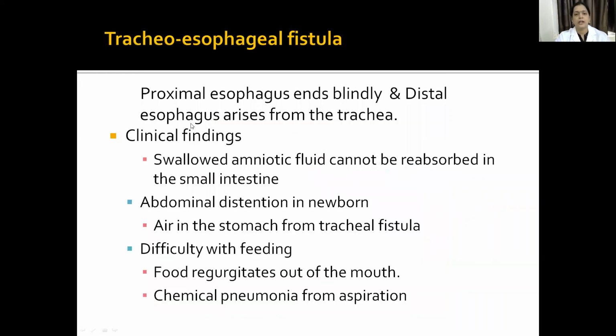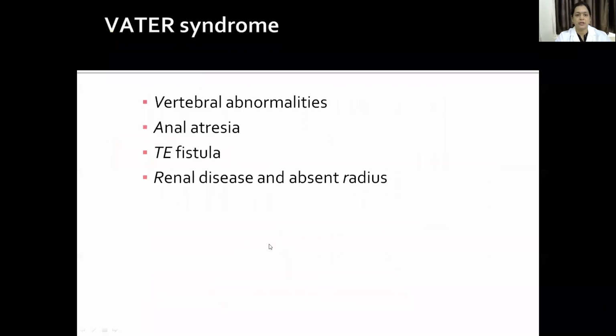Now coming to tracheoesophageal fistula in detail, I've already told you the proximal end ends blindly and the distal end arises from the trachea. So what happens? Inside the womb, there can be swallowed amniotic fluid, abdominal distension, air in the stomach, and obviously the food regurgitates out of the mouth, and chemical pneumonia because of the aspiration.